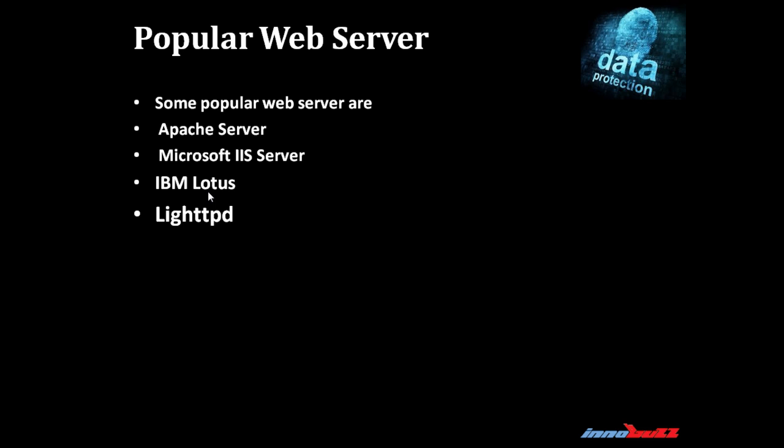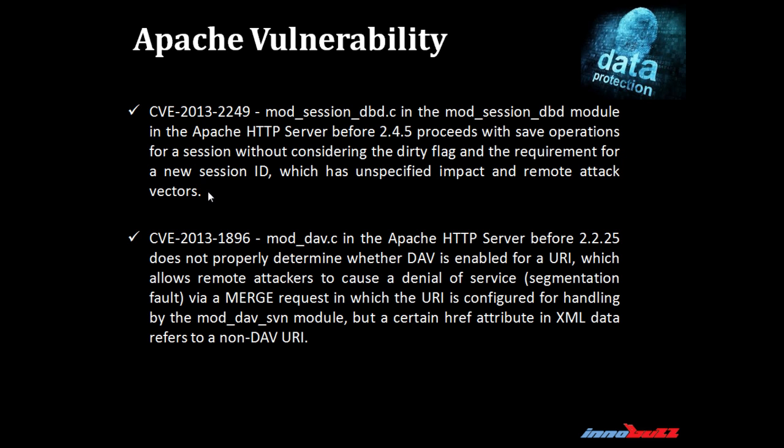Some of the popular web servers in current operation nowadays are Apache Web Server, Microsoft IIS Server, IBM Lotus, and Lite HTTPD. If any vulnerability is present in these servers, then malicious hackers can take advantage of that vulnerability and cause damage.